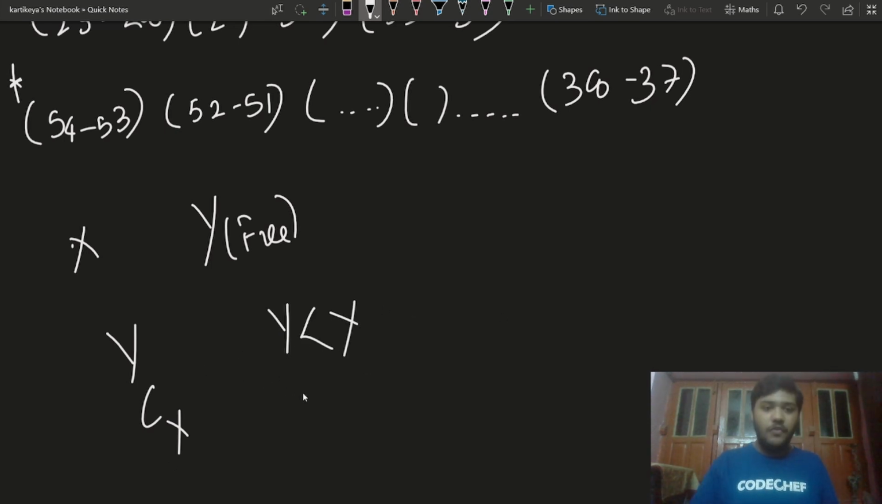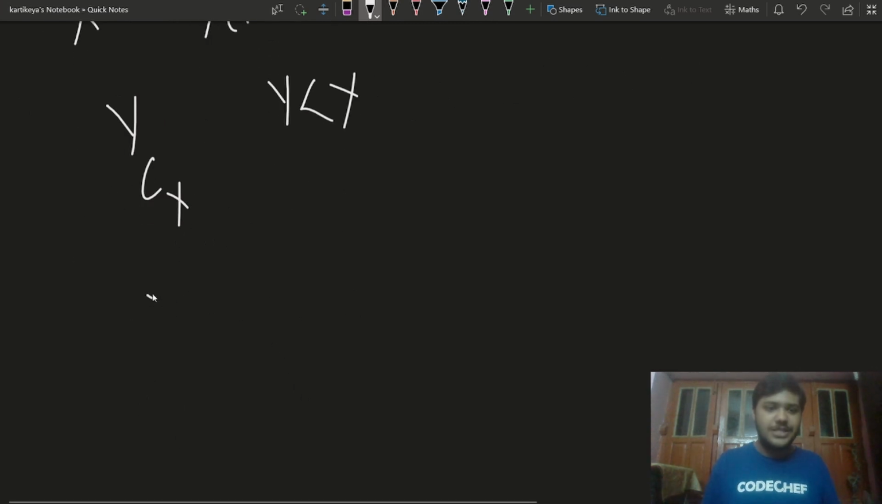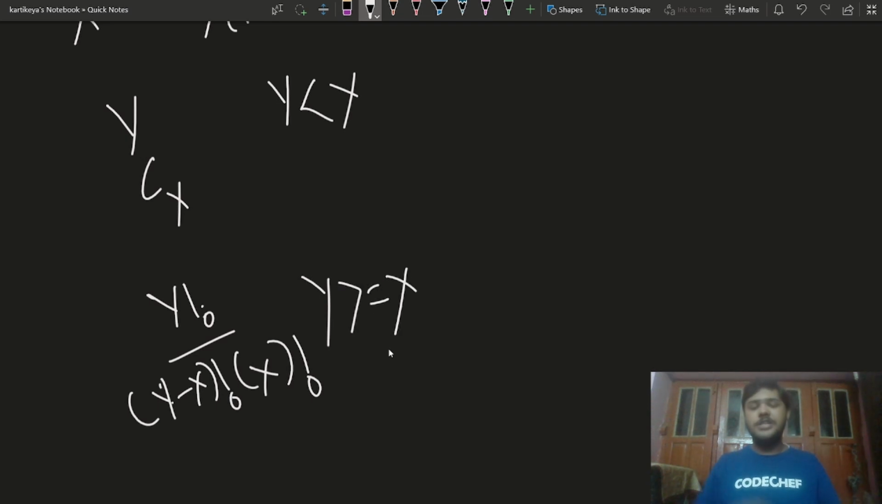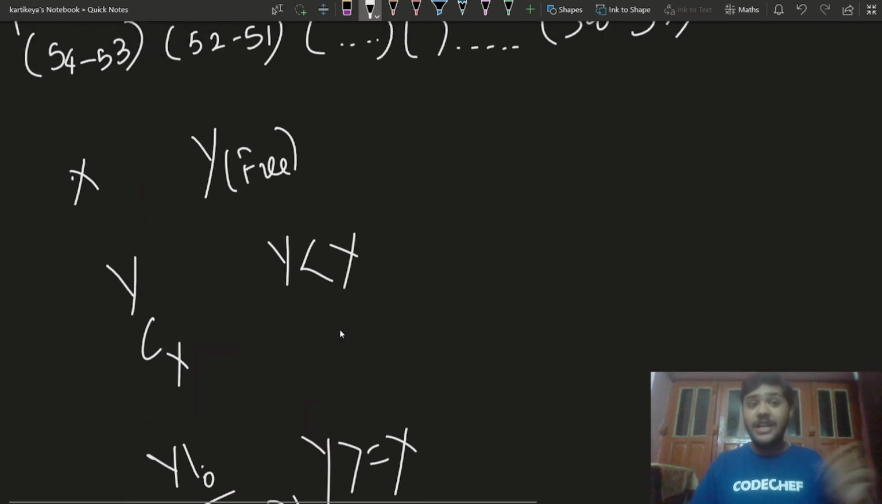But if Y is greater than X, yCx is equal to what? Y factorial upon (y minus x) factorial into x factorial, if y is greater than or equal to x, or the number of free seats is greater than or equal to the number of friends in a compartment.